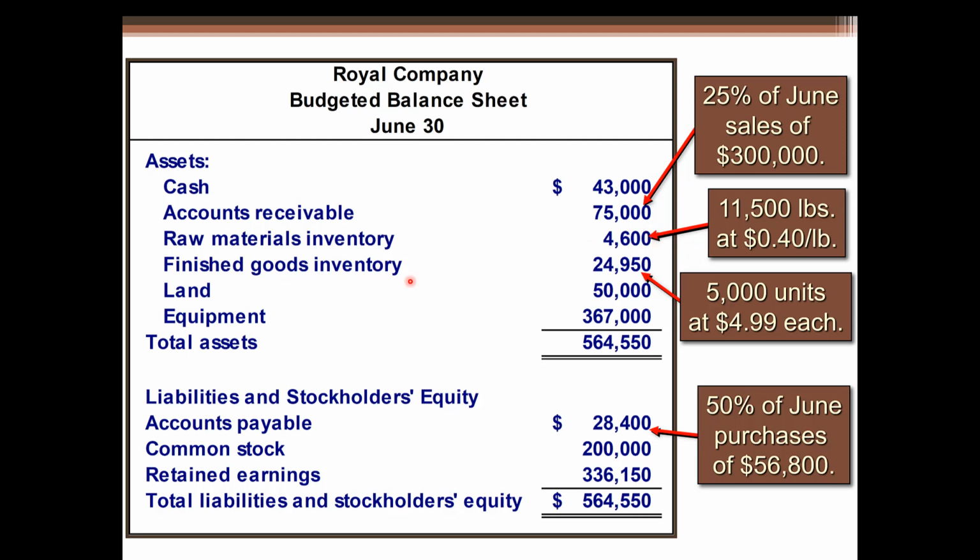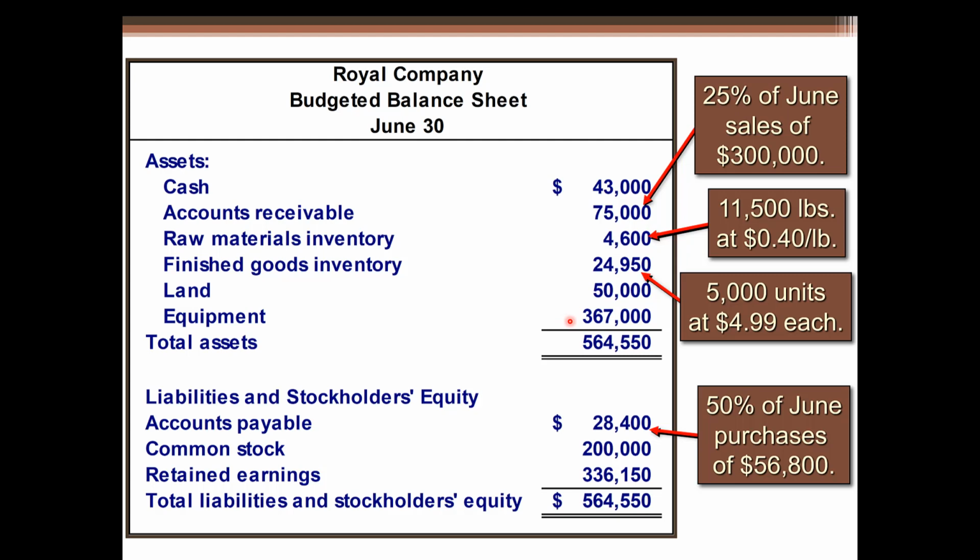Finished goods inventory. Ending finished goods inventory in units should be 5,000, and production costs per unit $4.99. So we use 5,000 multiplied by 4.99, and you can get ending finished goods inventory 24,950. For this number, you can directly find out from the ending finished goods inventory budget. Land, the question has told us 50,000.